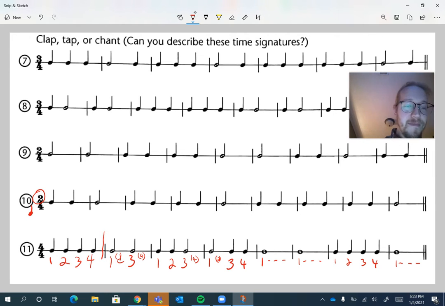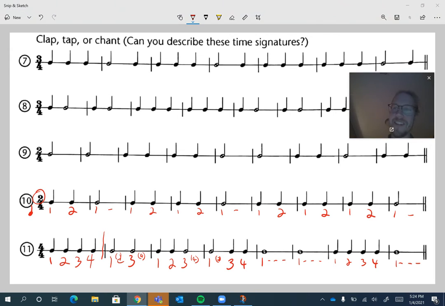First thing in any measure, 1. That's worth 1 beat. We know that's because there's a 4 there. That makes this beat 2. We start back over at 1. This one is worth 2 beats. 1, 2, 1, 2, 1, 2, 1. Good. Hopefully you're getting the hang of this here.